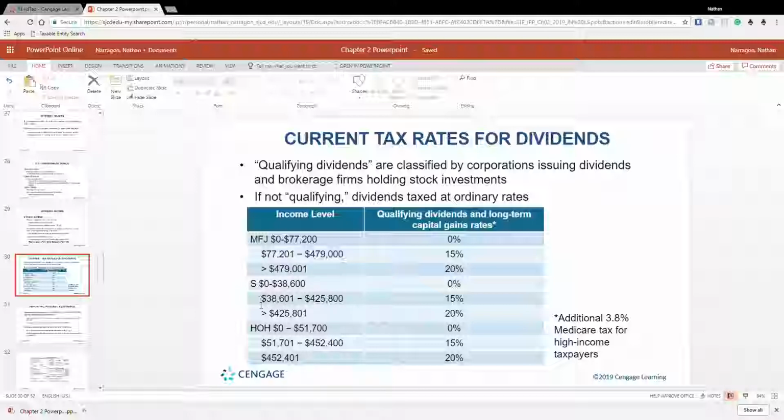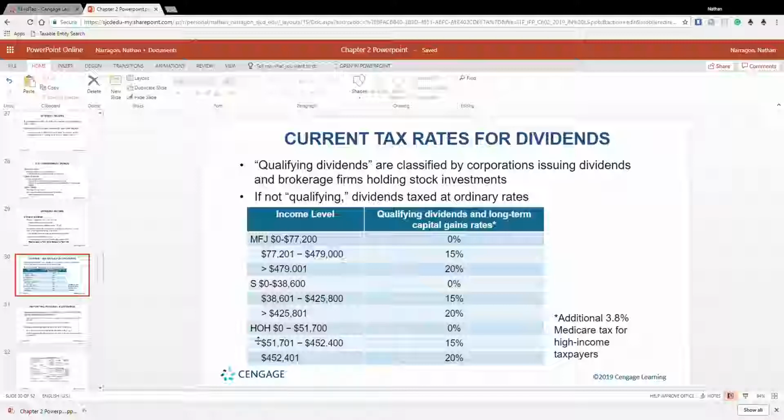Single, again, figure mostly around the middle. If we're below that, again, 0%. But you're probably going to figure about 15%. Again, if we hit over $425,000 as a single person, you get taxed at 20%. But if you're making that amount of money, you should be happy about that. I know it's a lot, but still, you made tons of money.